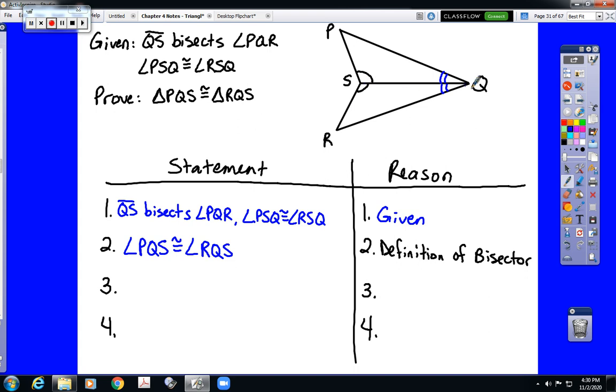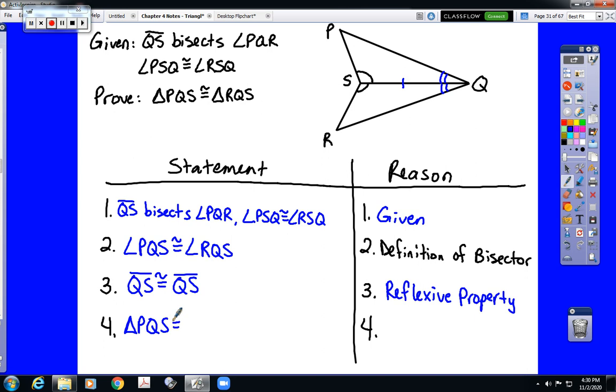For the bottom triangle, the included side would be QS. Anytime that two triangles share a side like that, we've had that a couple times now, we can state that that side, in this case QS, is congruent to itself by using the reflexive property, because they share that side, which gives us a set of congruent sides. That gives us the three required pieces of information to finish the proof. Triangle PQS must be congruent to triangle RQS, because we have now shown angle, side, angle congruence.